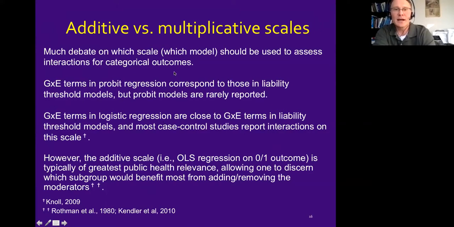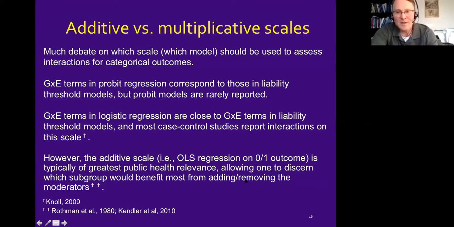And I haven't done the math on this, but from just looking at different examples of it, I think the logistic regression does give you answers of the G by E that are close to the liability threshold. But in any event, they are multiplicative interactions when you're using logistic regression or log linear models. Those are multiplicative interactions that are being tested.